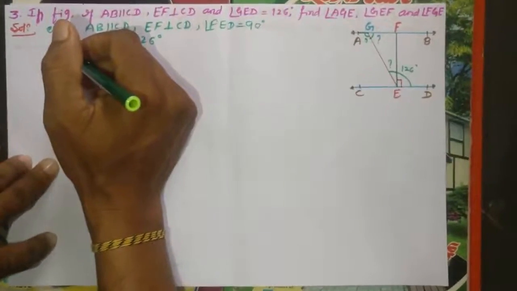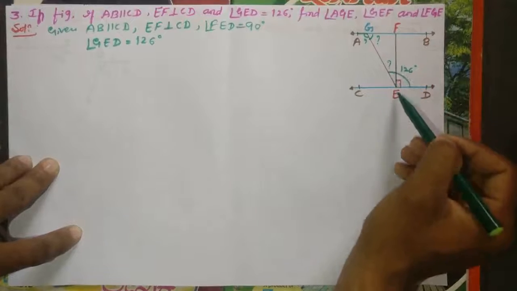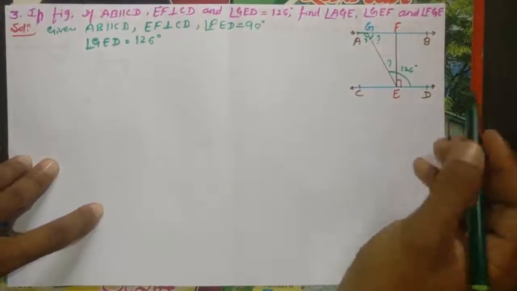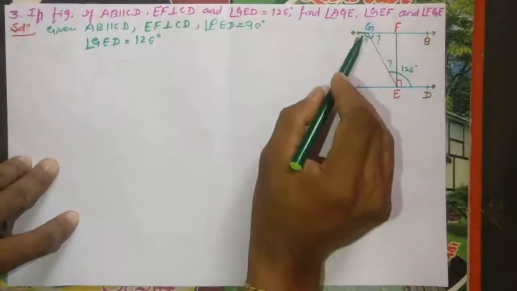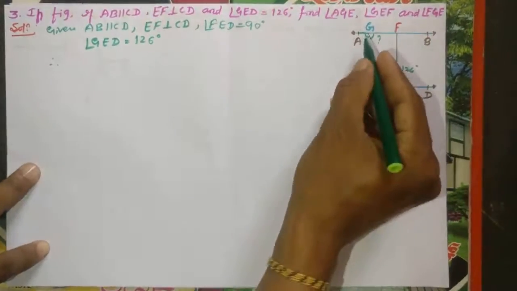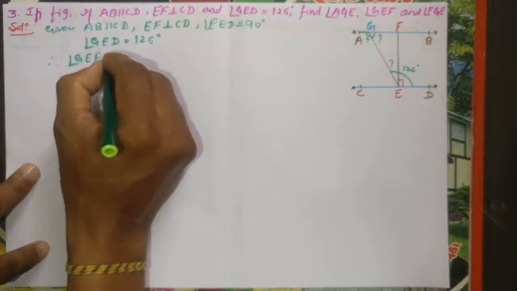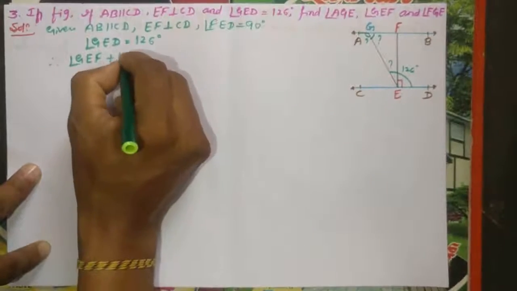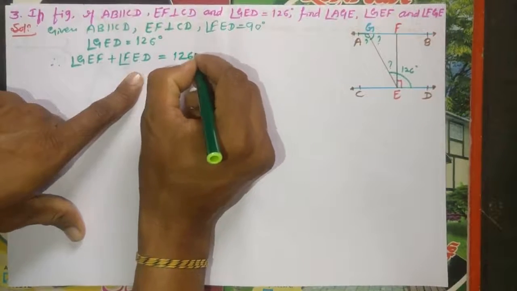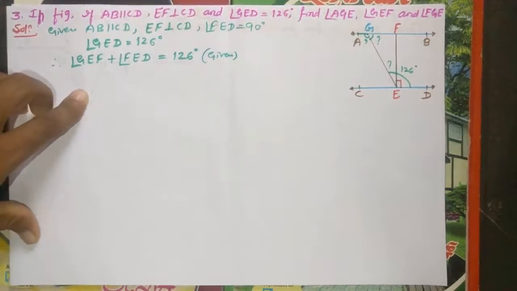Very simple now. Let us see. Angle GEF plus angle FED, which is equal to 126 degrees, because we need to find out angle GEF also. Therefore angle GEF plus angle FED is equal to 126 degrees, given here.